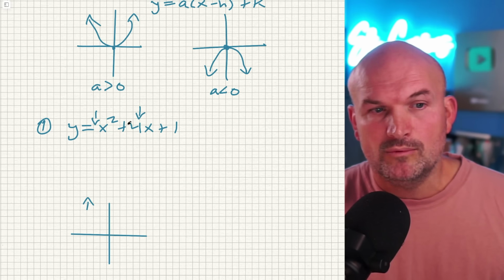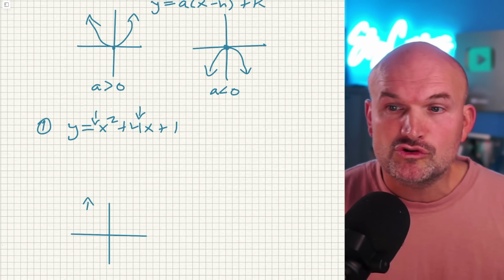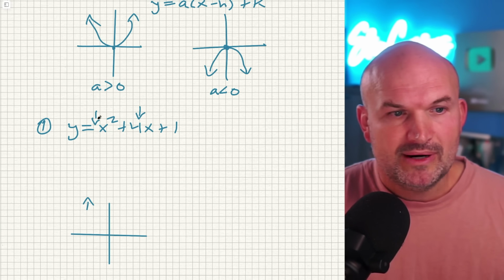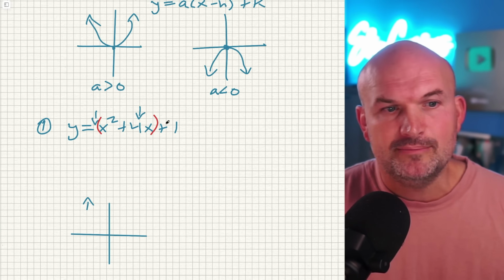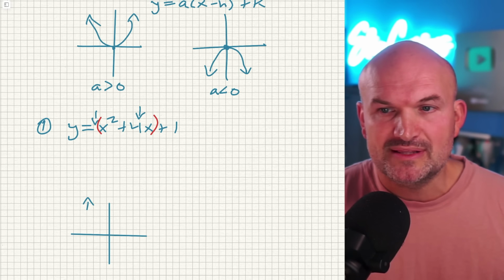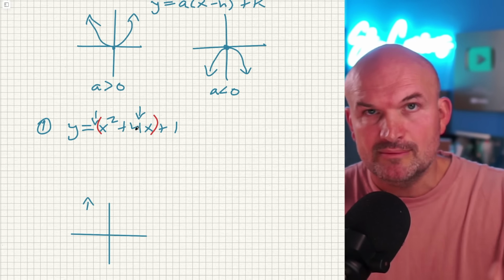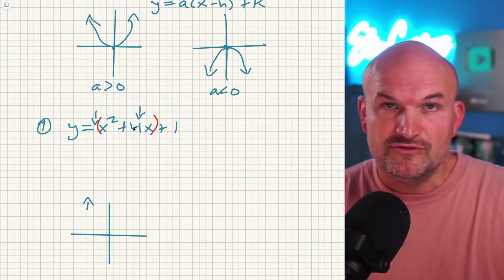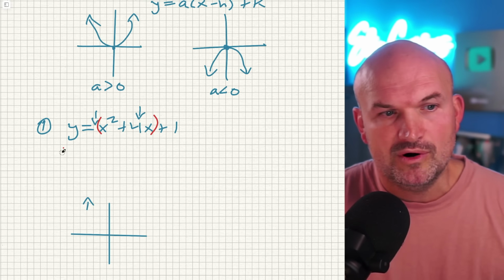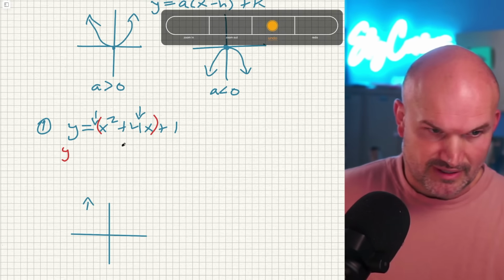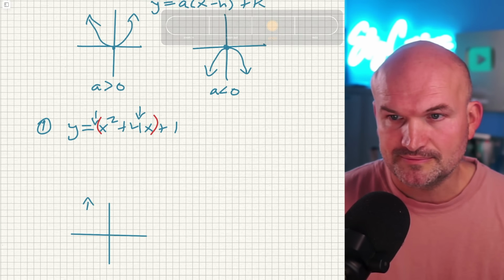To complete the square, I'm going to create a perfect square trinomial inside those parentheses. To do that, I'm going to take my middle term, divide it by 2, and square it. So 4 divided by 2 is 2, and 2 squared is 4. Let's go back to blue.